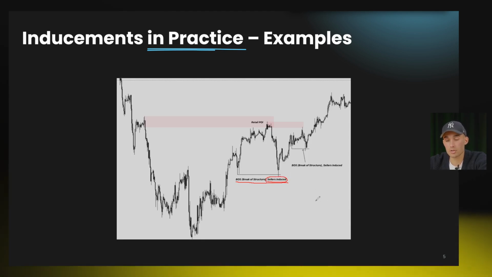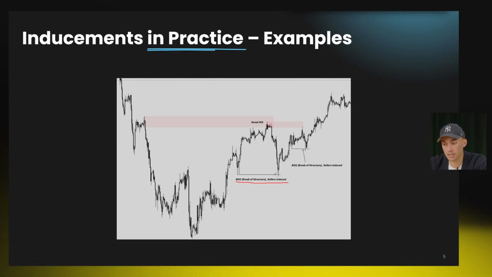Sellers are induced. Why are they induced? Because this move from high to low has taken out all of these lows here, okay? Now, naturally, the common retail trader is going to view that to have momentum to the downside, right? So look how when the market trades back up to the highs, we get reactions here. Why do we get reactions? Because this move, understand this, from high to low induces sellers, okay?